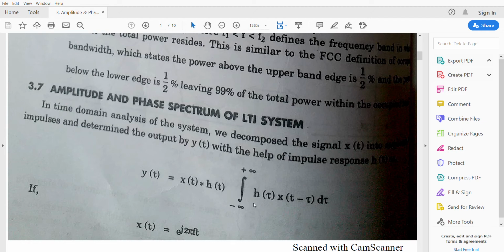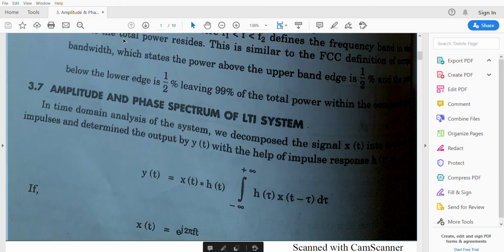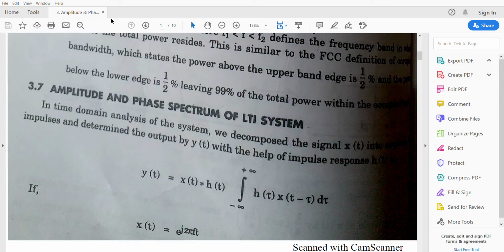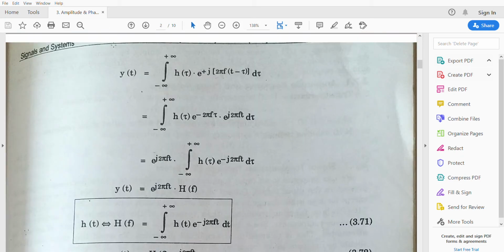Applying the commutative property, we can say h(tau) multiplied by x(t minus tau) d tau. Now in this example, we are considering the input as an exponential signal, e raised to j 2 pi f t. So we replace x(t minus tau) with e raised to j 2 pi f, with t replaced by t minus tau. After solving this integration, we get y(t) equal to e raised to j 2 pi f t into H(f).